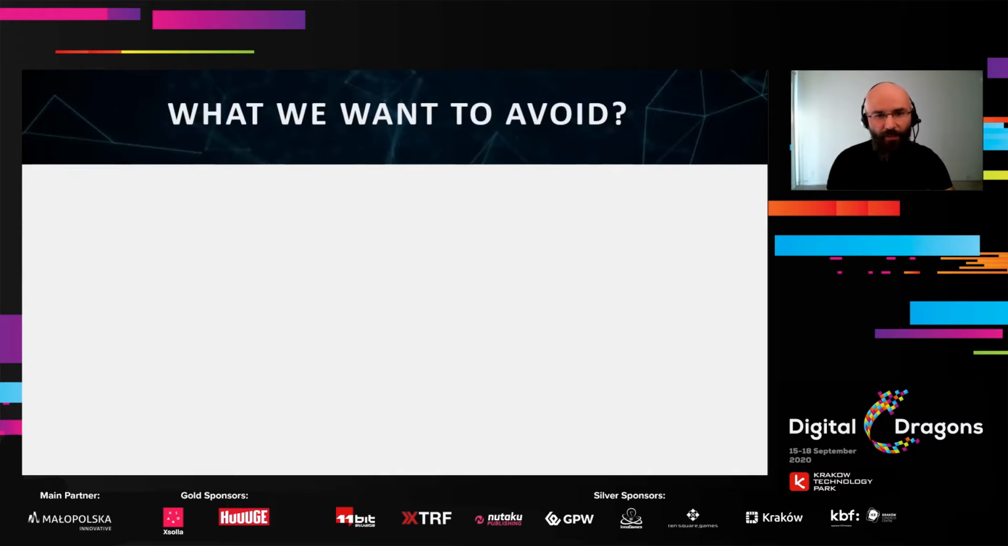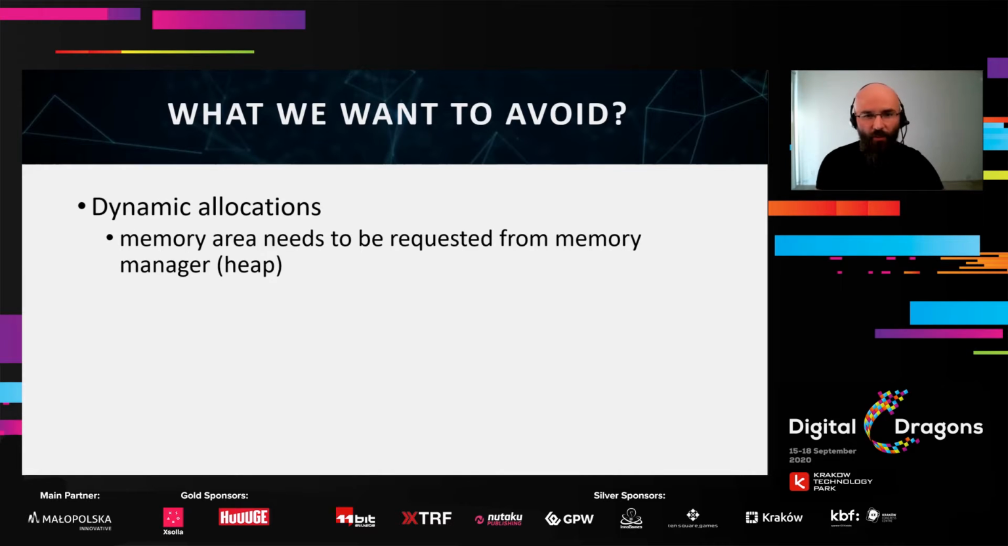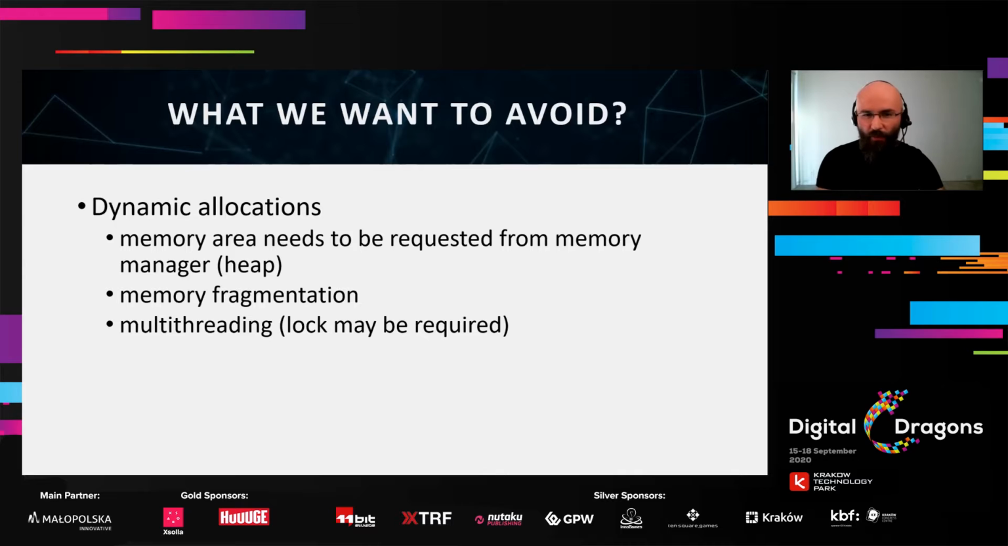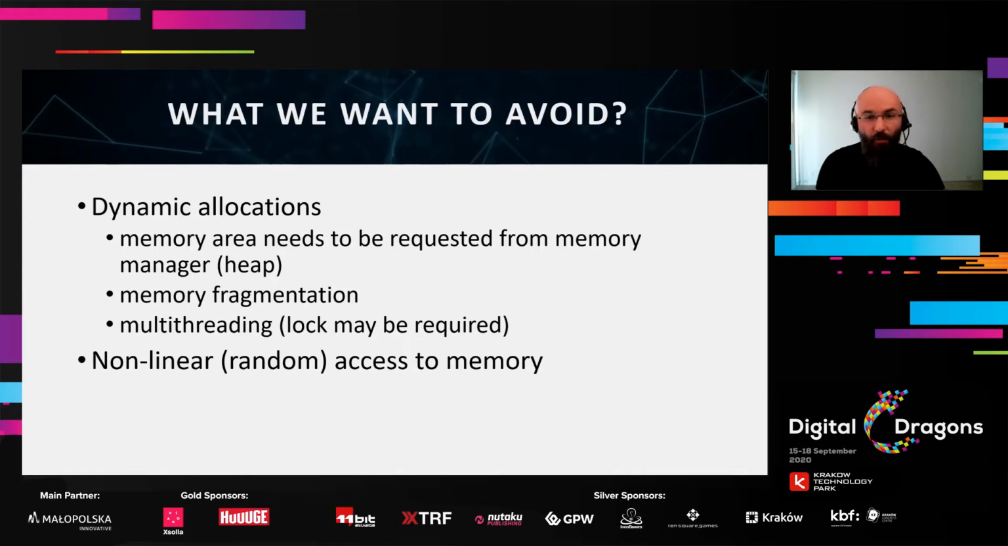First, what do we want to avoid when we work with data structures? The first thing to avoid is dynamic allocation of memory, because usually when you need to allocate memory, it needs to be requested from a memory manager on the heap. It may involve memory fragmentation problems or multi-threading issues, and it involves a lot of underlying operations. Also, we want to avoid non-linear random access to memory, because it gives us poor usage of CPU cache memory.